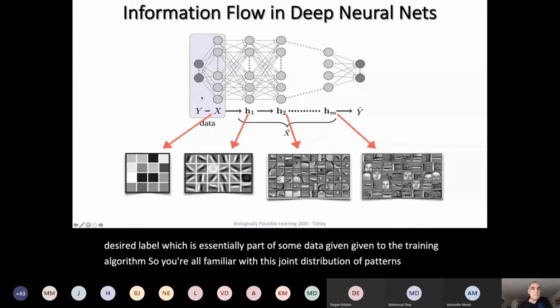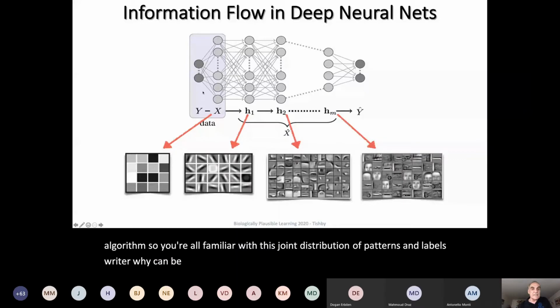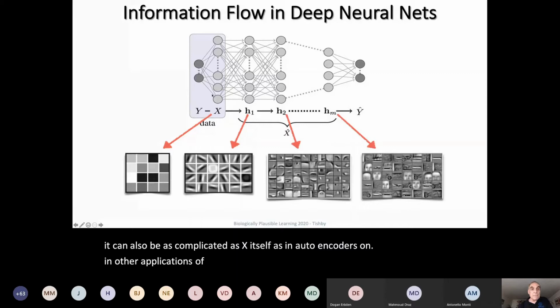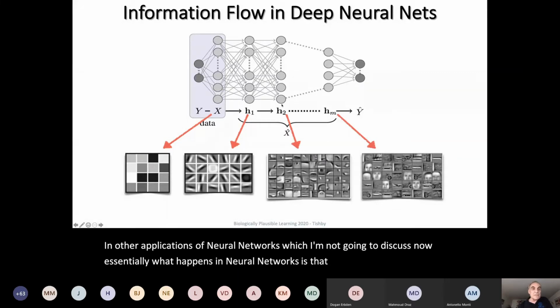By the way, Y can in principle be one bit, like is it me in the picture or not, but it can also be as complicated as X itself, as in autoencoders or in other applications of neural networks, which I'm not going to discuss now. Essentially, what happens in neural networks is that X is going through a cascade of representation transformations. That's what we call representation learning.